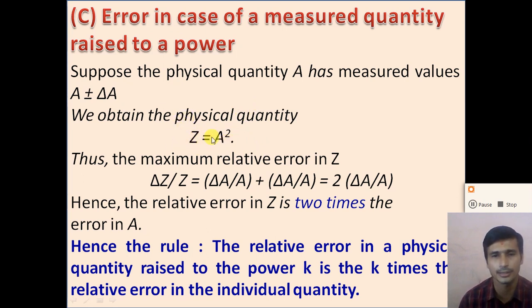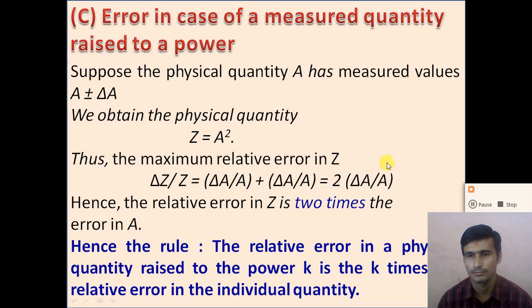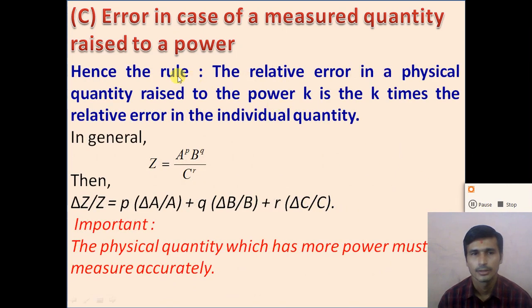So dear student, the physical quantity which has a higher power must be measured accurately, right? So hence we make a rule, right? The relative error in a power is k times the relative error in the individual physical quantity.